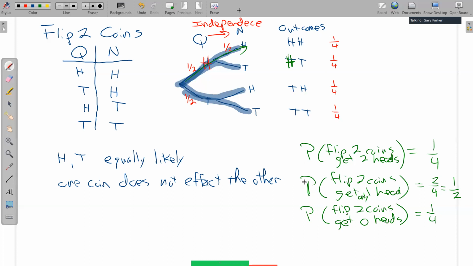Careful here, just because I stated an event I'm looking for, it doesn't mean it's a simple event. So this one right here, the middle one, was a compound event. It was made up of 2 simple events of getting a head first and a tail second, or getting a tail first and a head second. Each of those led to 1 head.